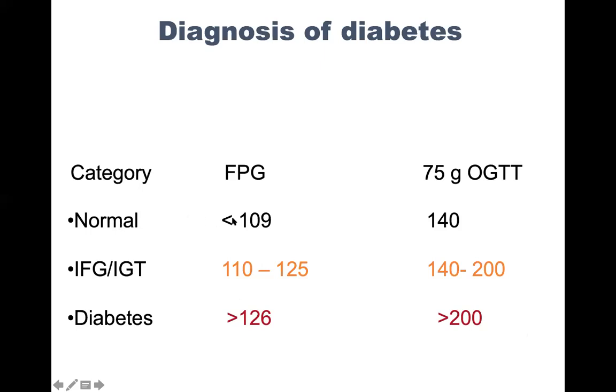You can also see the normal fasting plasma glucose is less than 110. As you know, the American Diabetes Association revised this down to 100, but most labs still give 110, and 140 at OGTT and below as normal. In between is called impaired fasting glucose, if the glucose is between 110 and 125. And if the glucose at the 2-hour value is 140 to 200, then it is impaired glucose tolerance.